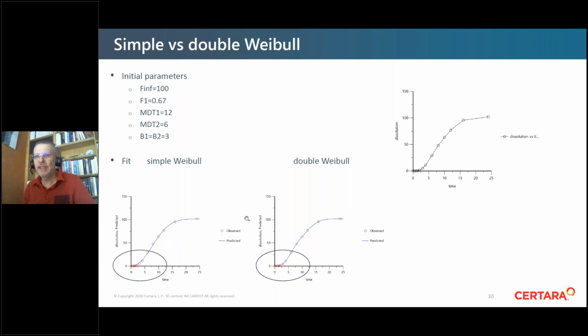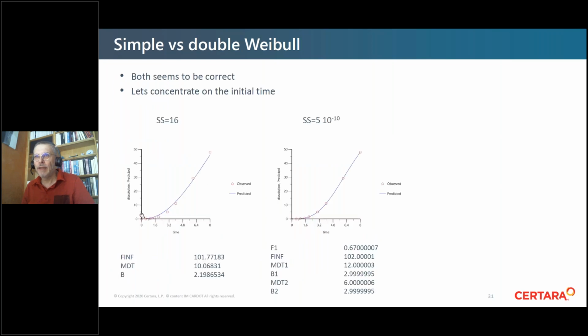Now, if we go in detail in the initial time points, you can see that if I have a single variable, my initial time points are not fit correctly here. And that if I have a double variable, I have a perfect fit. That is translated, for example, by my sum of square and also by the Akaike criteria.